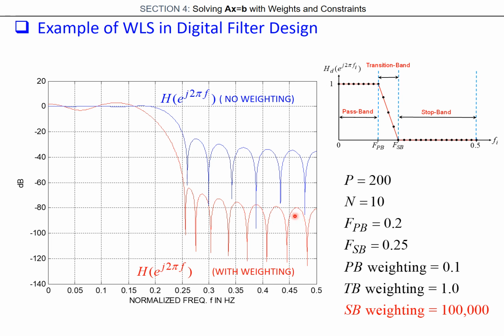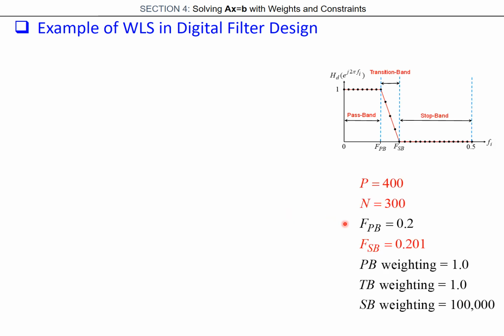So what if I wanted to get a realistic response that would actually be of some use? What I've done here now is I've said, okay, another thing that you need to change as well is the order of the filter. That is, more coefficients gives you more degrees of freedom. And in this case, we'll have more points, 400 points, so we can get better granularity. We're going to have a stop band which starts at 0.201, so it's very close to the end of the pass band. And we're going to keep the weightings the same here: 100,000 in the stop band, and the transition and pass band are both 1.